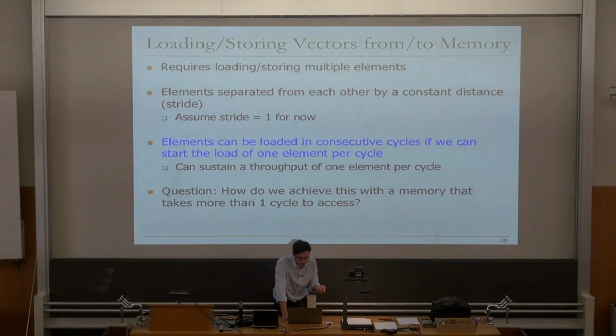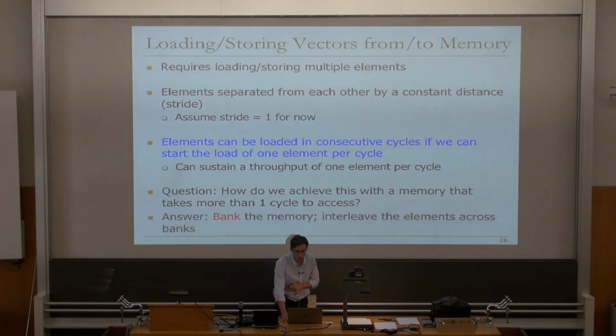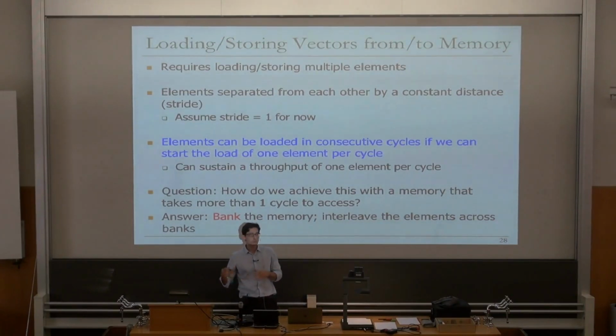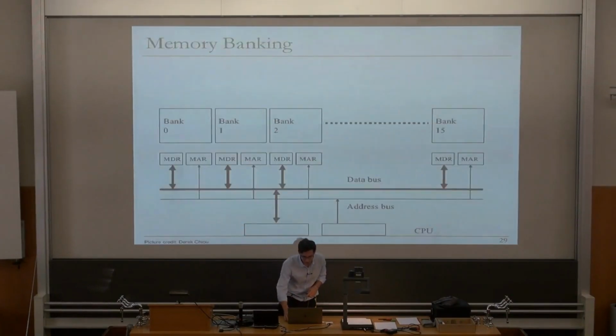So what should we do if we want to have one ready element every cycle, but our memory takes longer than one cycle? What we do is banking the memory. What we do is interleaving elements across multiple banks. We're going to see how these multiple banks are operated.